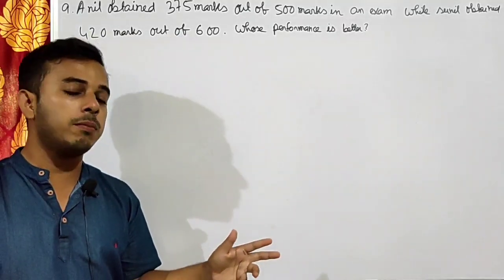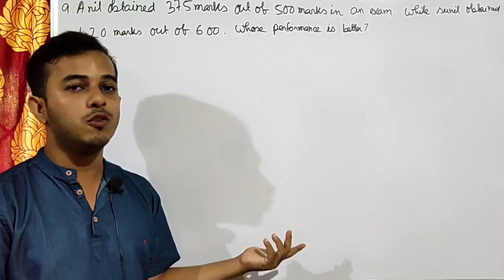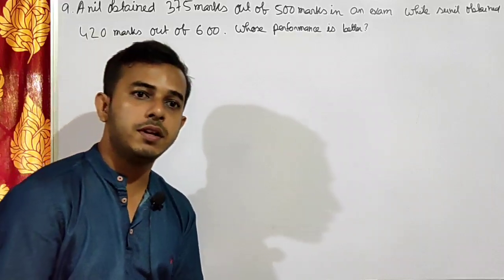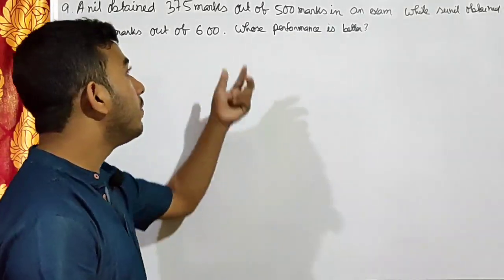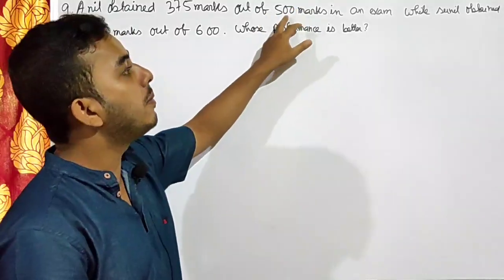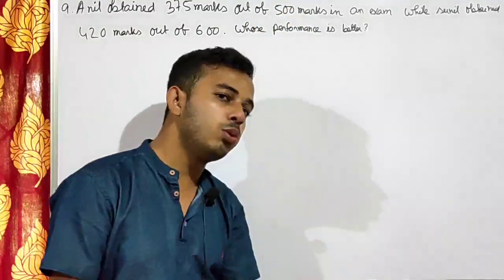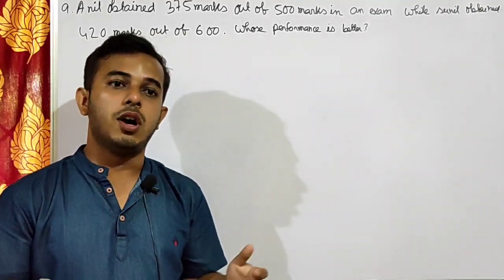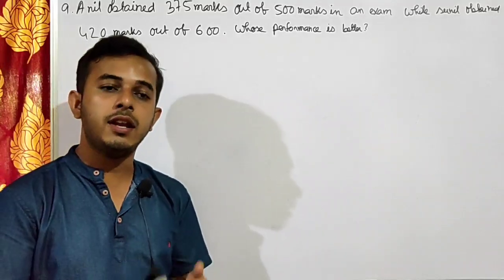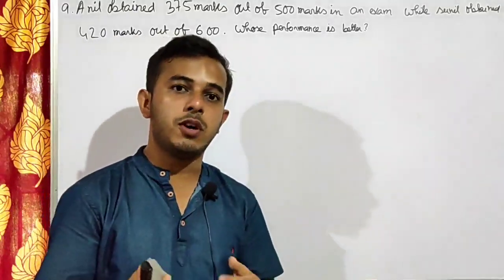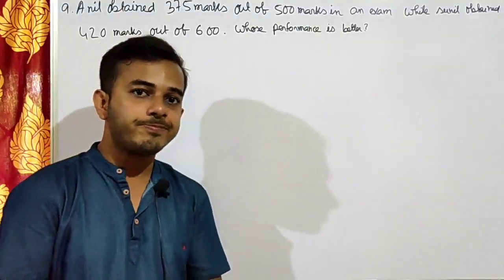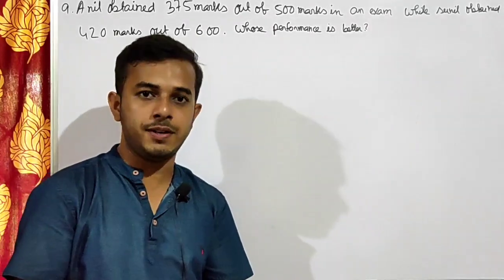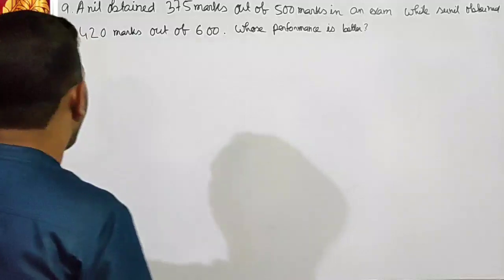Now look, if their total marks were the same, then we could easily say whose performance is better, isn't it? The boy who got the most marks will surely be the better student. But here the total marks is different. Here it is 500 and here it is 600. So how to compare whose performance is better? We shall find out the percentage of Anil and Sunil. Percentage means it is out of 100. So if we can find the percentage, we can say whose performance is better. Clear?